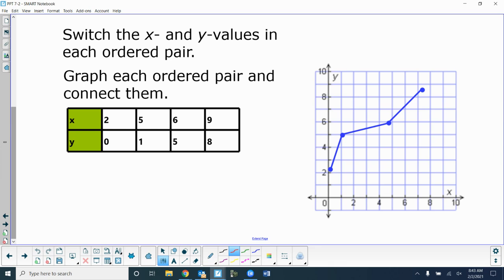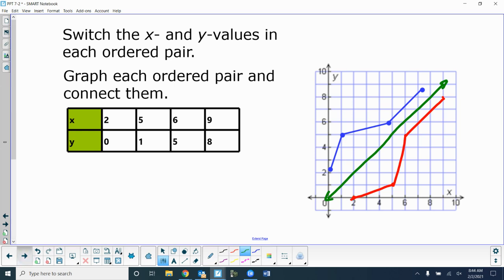All right, so 2, 0 is here. And 5, 1 is there. And 6, 5. 1, 2, 3, 4, 5 is there. And 9, 8 is there. So it's a reflection about the y equals x line, which is that one. 1, 1, 2, 2, 3, 3, 4, 4, and so on. So if I fold on that green line, they'd go right on top of each other, wouldn't they? That's what happens with inverses.